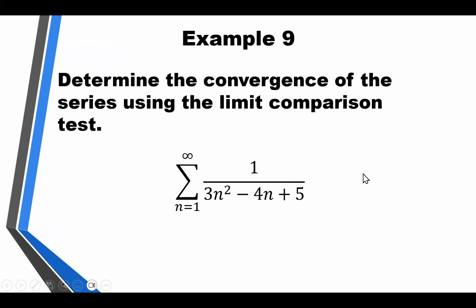Let's look at this example. We have an infinite series summing up 1 over 3n squared minus 4n plus 5 from n equals 1 to infinity. I want to figure out if this infinite series converges or diverges. And I'll use the limit comparison test to do so.